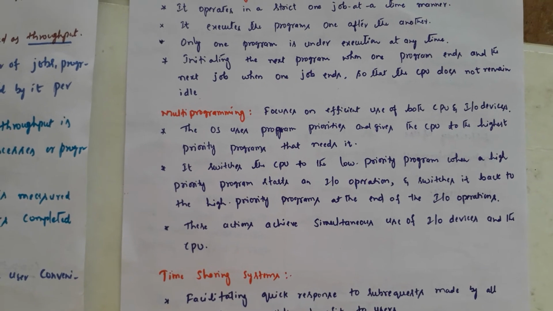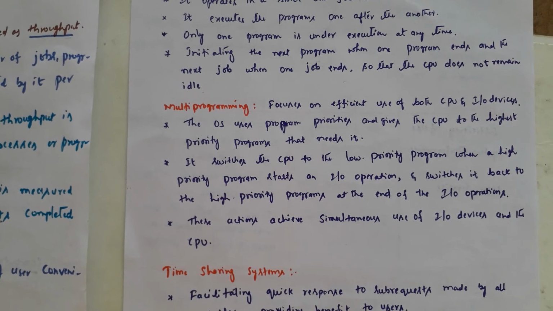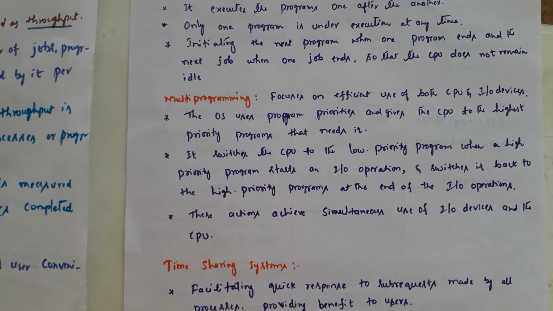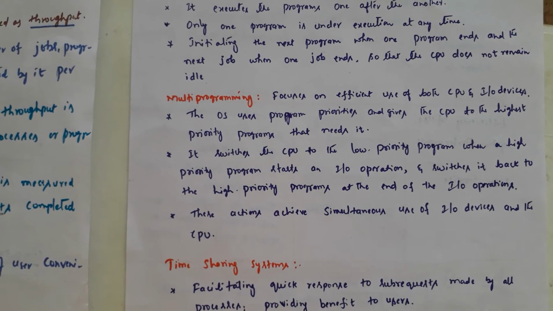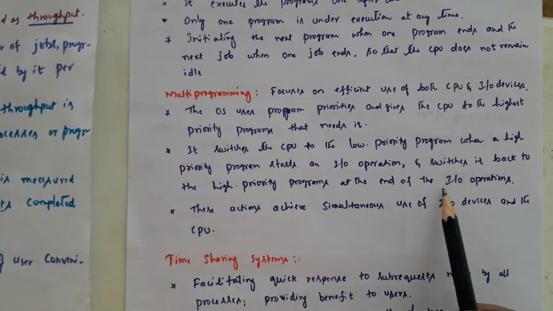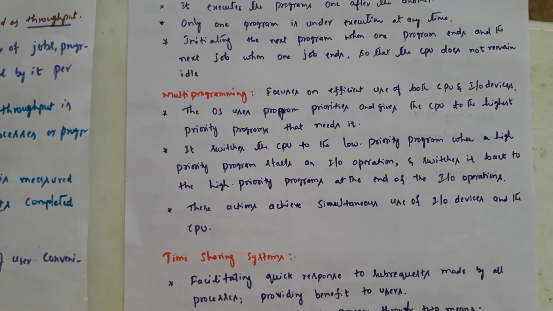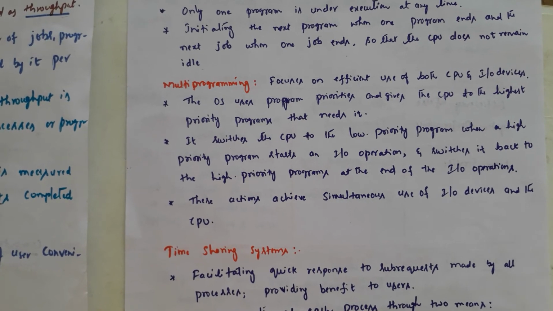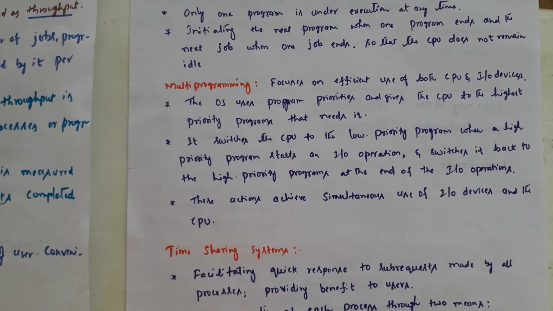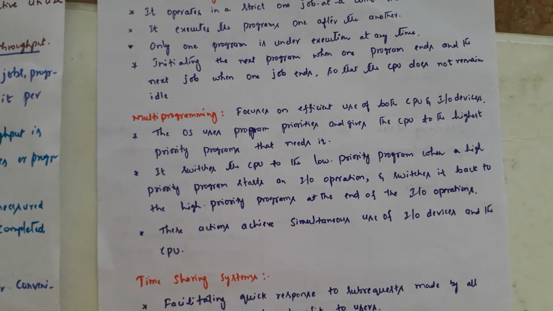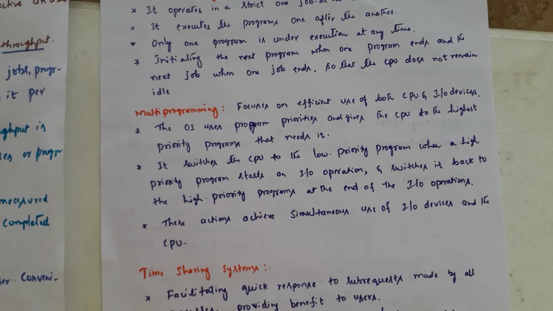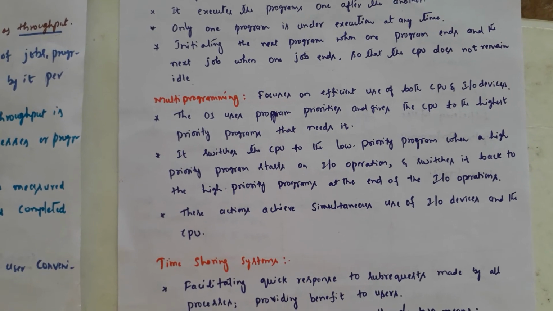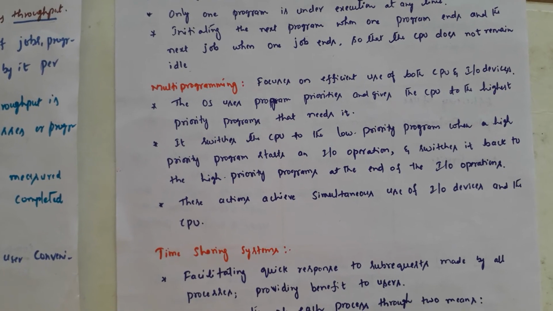Once a higher priority program starts executing its IO operation, the CPU will get back to low priority programs until the higher priority programs finish their IO operation, so that you are making your CPU work simultaneously on both higher priority and low priority programs. You got me? So in multi-programming we are making the resources work simultaneously on different programs, which we classify as higher priority and low priority.